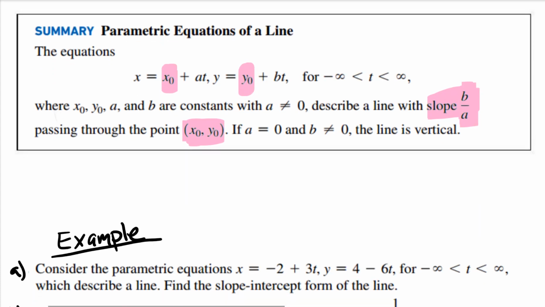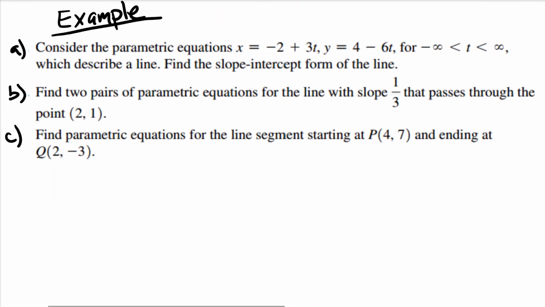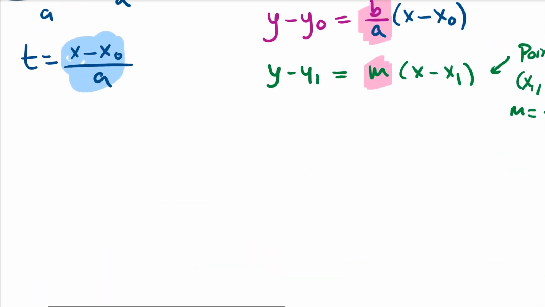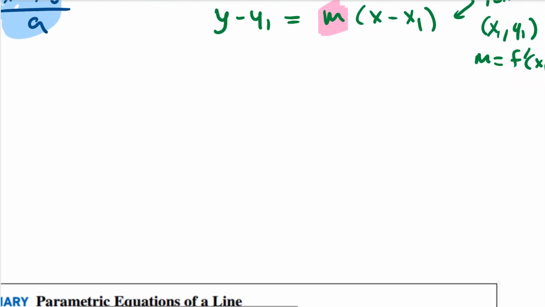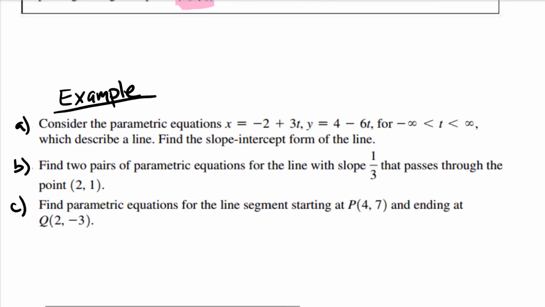Let's see it in action. A lot of babbling, so here's an example. For part A, we're going to consider the parametric equations x equals negative 2 plus 3t, y equals 4 minus 6t for any value of t, which describes a line. Find the slope-intercept form of the line. So that means back here where I showed the line, this is point slope. It's actually asking us to take it all the way to y equals mx plus b.